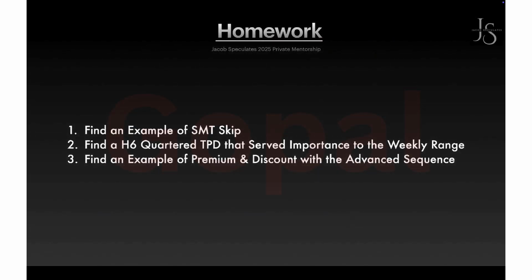All right, homework. So your homework is to find an example of SMT skip, find a 6-hour quartered TPD that served importance to the weekly range, and it could be any week, and find an example of premium and discount with the advanced sequence. So hopefully you found this one insightful.